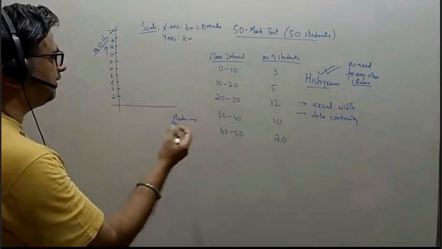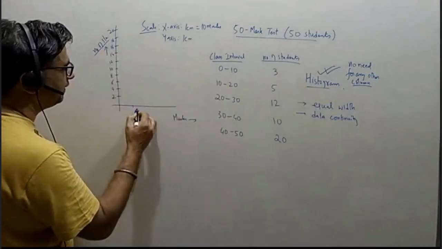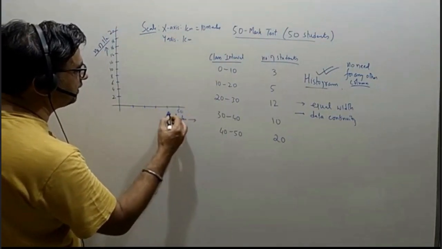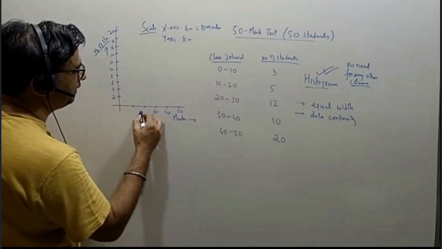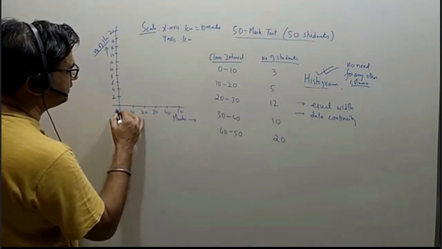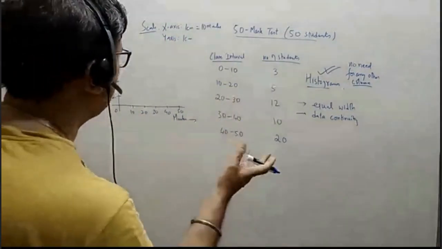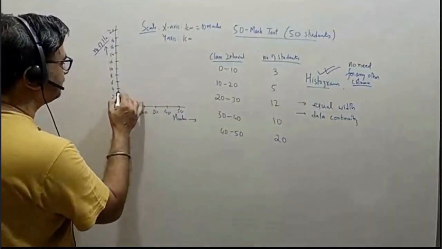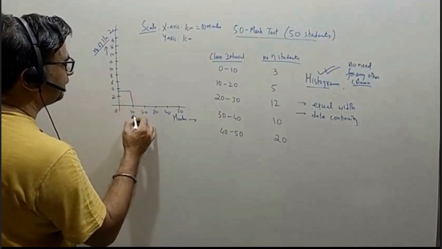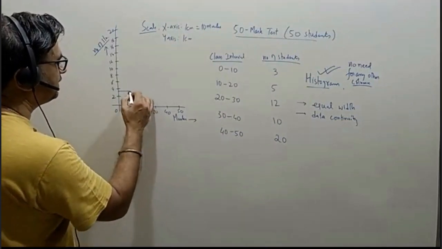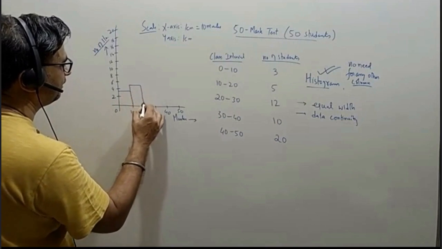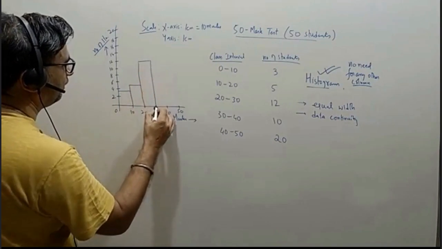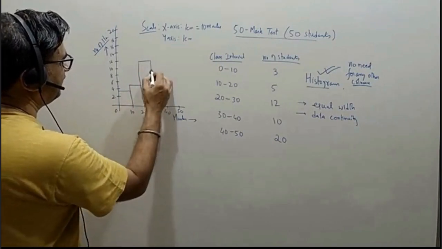No surprises. And here it's easy. 0 to 10, 20, 30, 40, 50. Perfect. Now this is simple, right? No complications or complexities here. 0 to 10 is 3. So this will come as 3. 10 to 20 is 5. 20 to 30 is 12. And then I have 10.